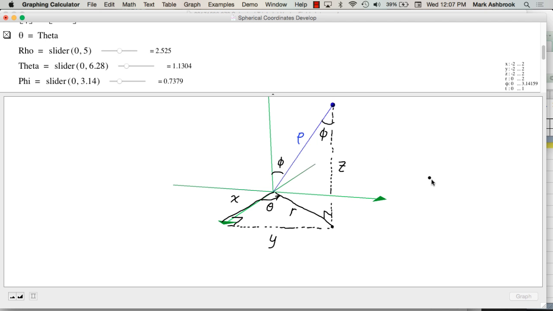So let's start with r. r is equal to two different things. So r is in both triangles, right? It's in the horizontal triangle in the xy plane. It's also in our vertical triangle with rho and phi. So what is r? Okay, so we know from before that's the square root of x squared plus y squared.